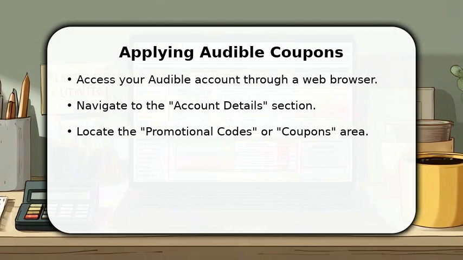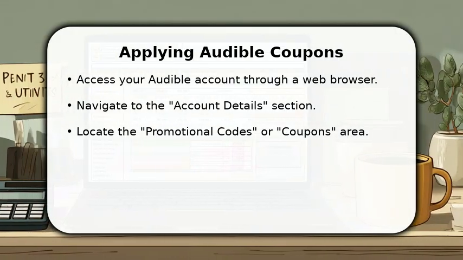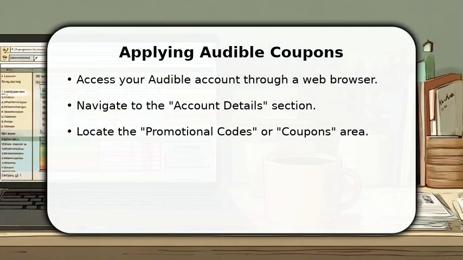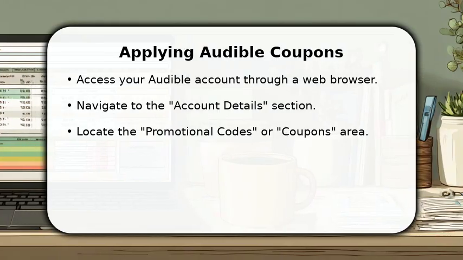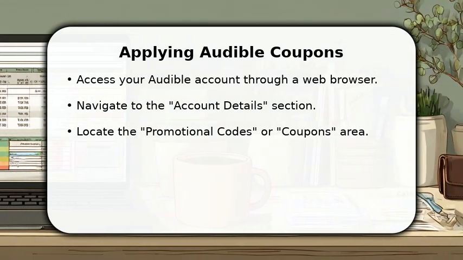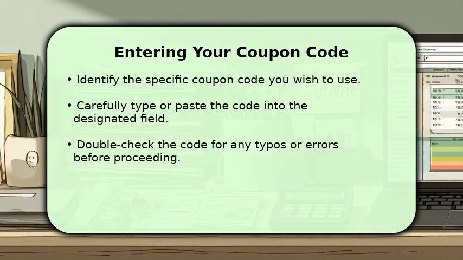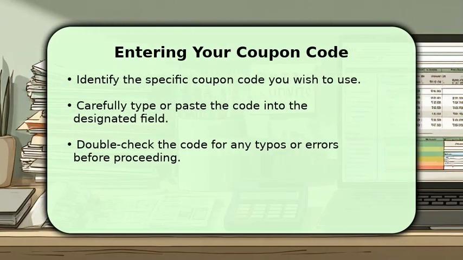Once logged in, locate and click on the Account Details section, usually found in the top right corner or under your profile menu. This is where you'll find the option to manage your promotional codes and apply any discounts you have. Next, carefully find the specific coupon code you intend to use.